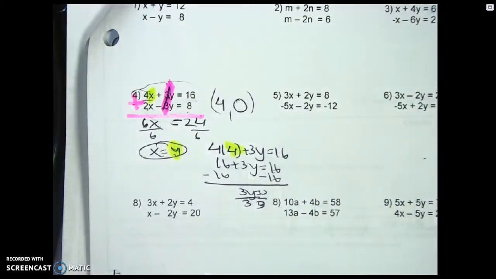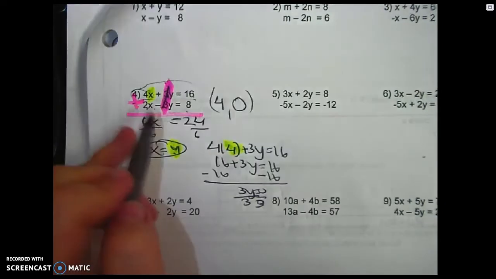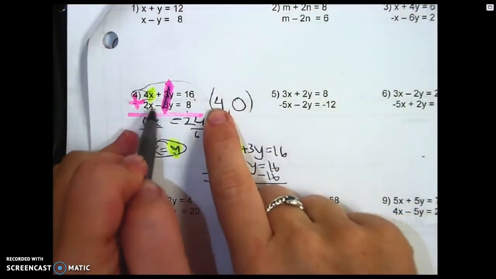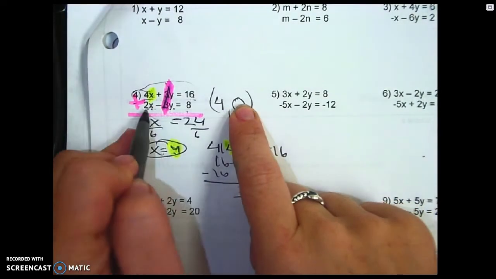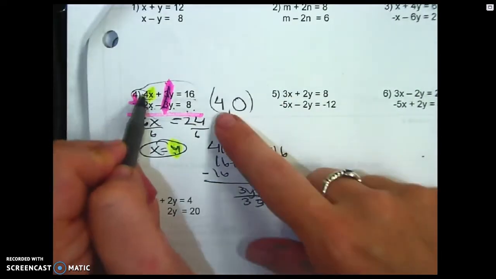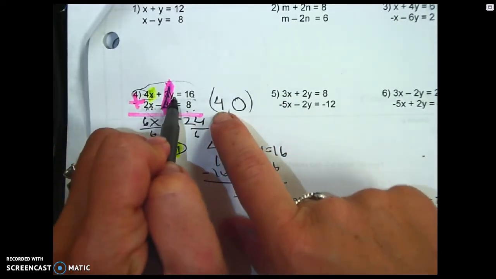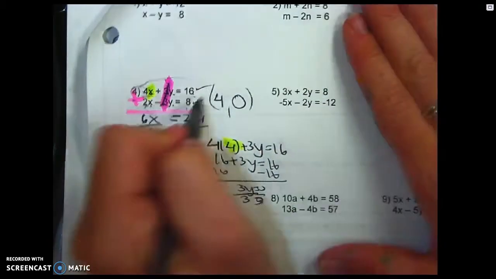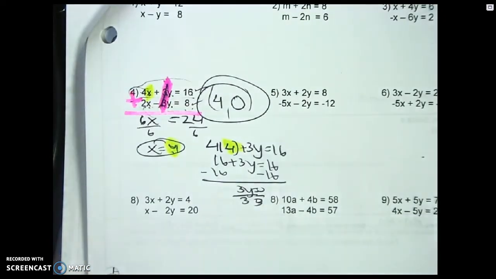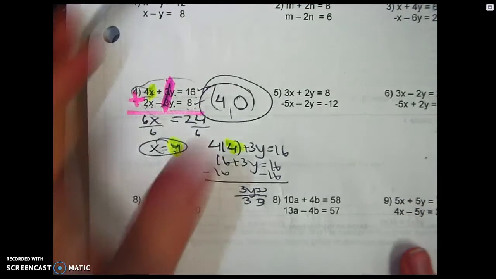Now before I circle it, I'm going to check it. 2 times 4 is 8. Anything times 0 is 0. 8 plus 0 is 8. 4 times 4 is 16. Anything times 0 is 0. So I know that I'm good to go on both of them, so I'm done. Okay, let's do another one.